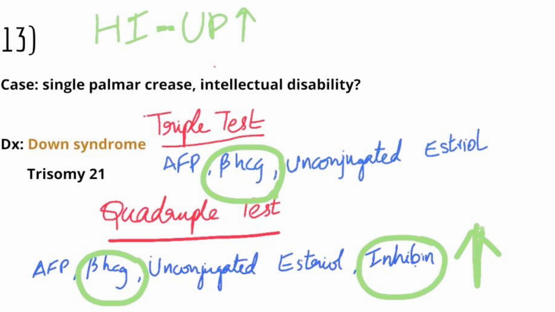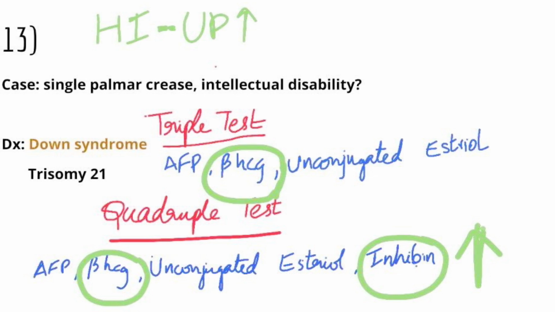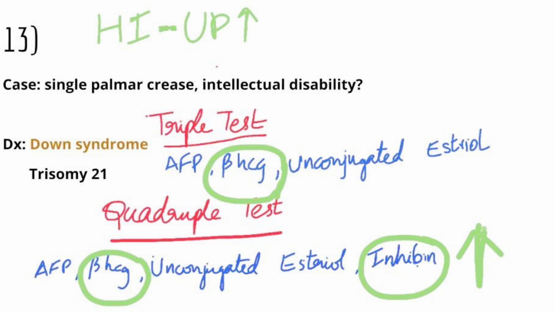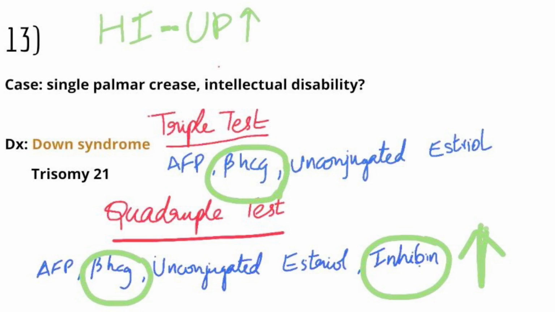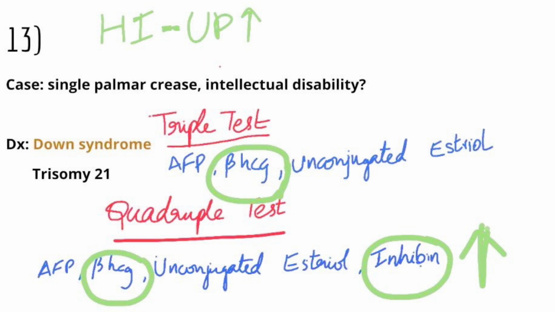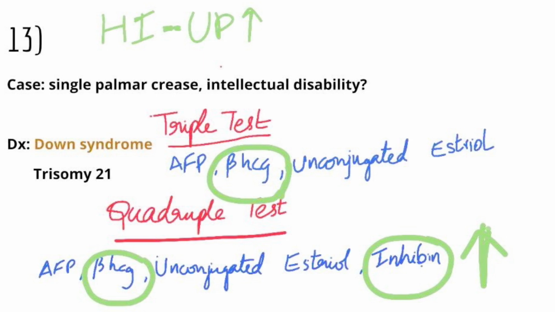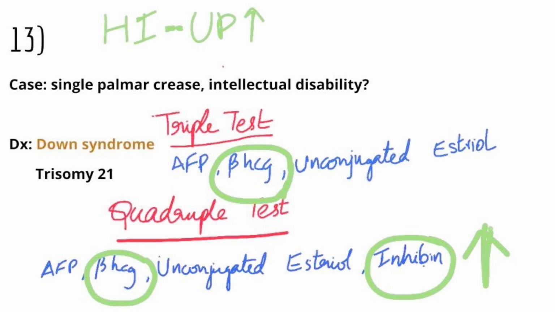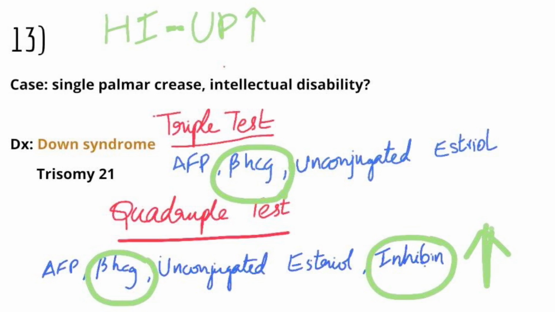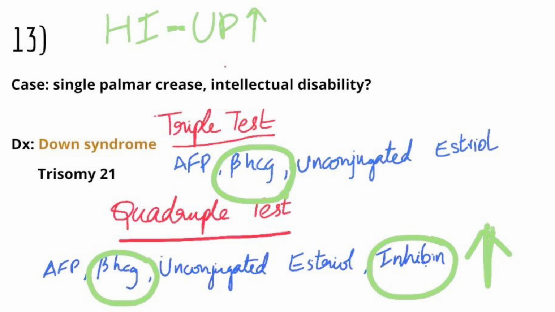Mostly, we have to concentrate on the double test, triple test, and the quadruple test. Double test, triple test and quadruple test are most commonly done during the second trimester. Double test consists of alpha fetoprotein and HCG. Triple test consists of alpha fetoprotein, HCG, and also unconjugated estriol. You have to remember that it is not estradiol, it is estriol.